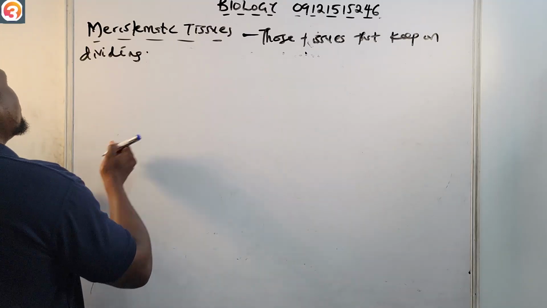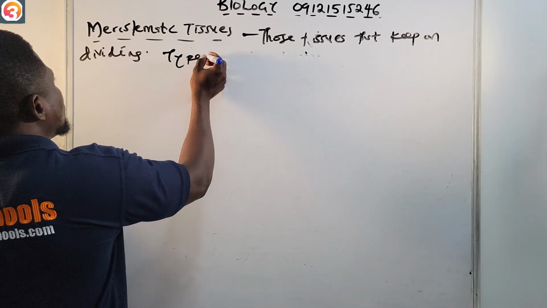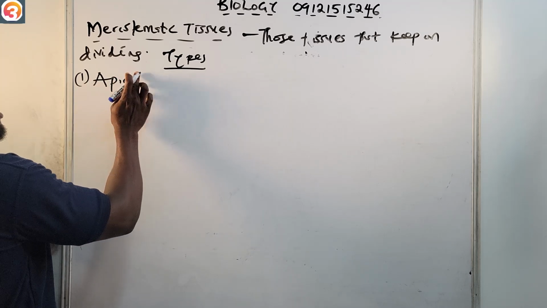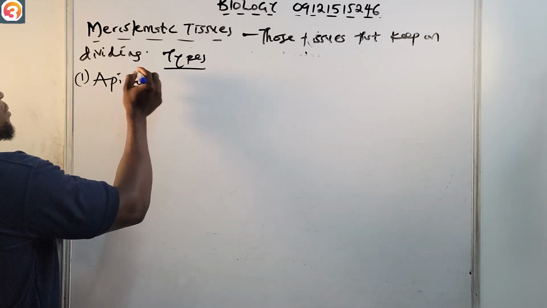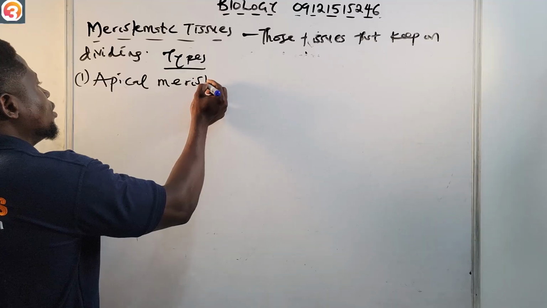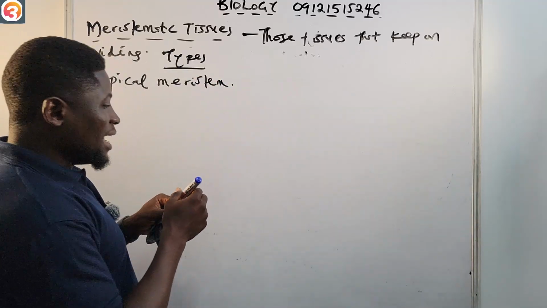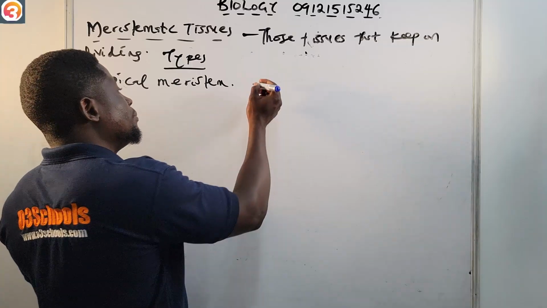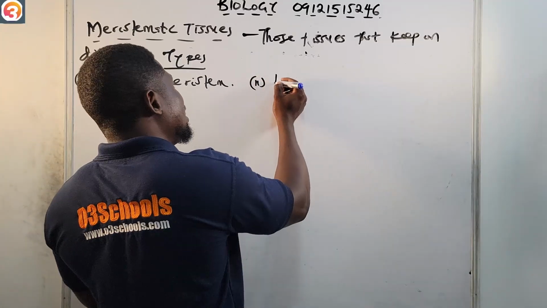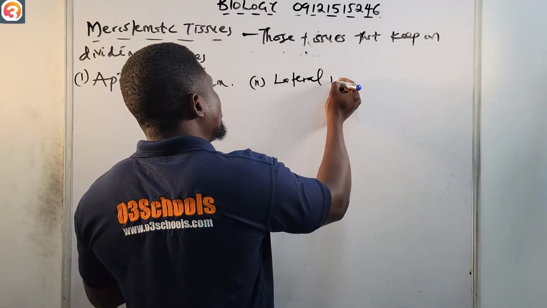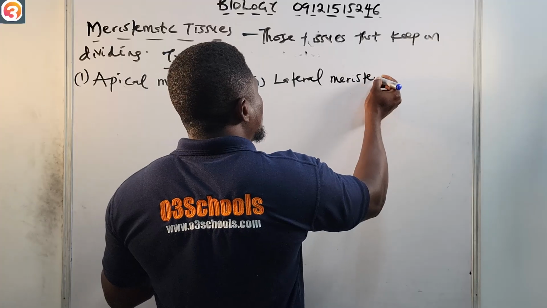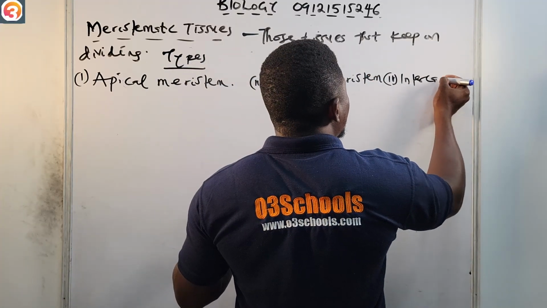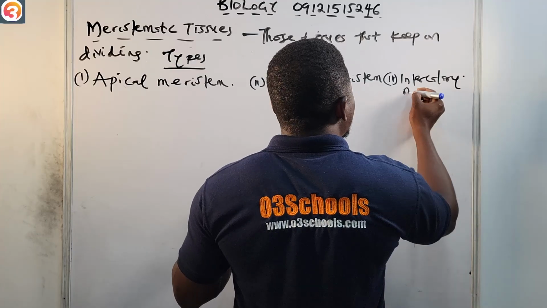Types. Number 1, we have the apical meristem. This is the first type that we are going to look at. Then number 2, we're also going to look at the lateral meristem. Then number 3, intercalary meristem.